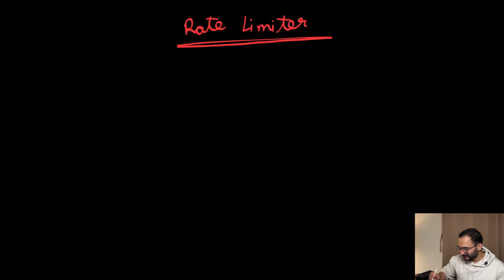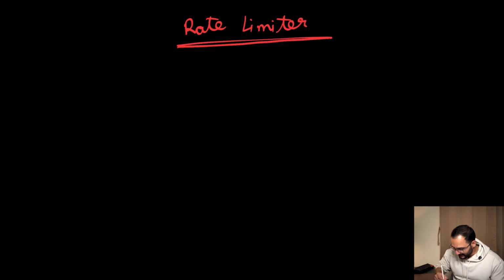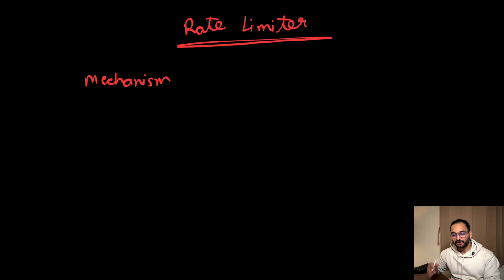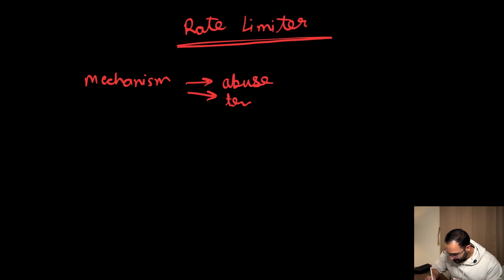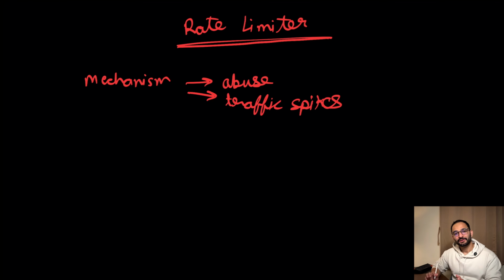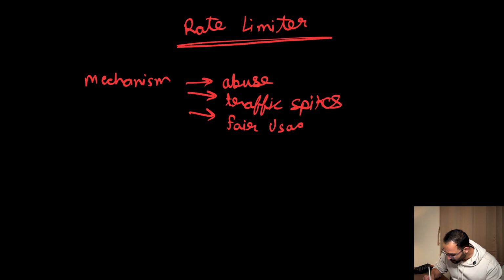So let's start with understanding what exactly a rate limiter is. Basically, a rate limiter is a mechanism to protect a service from any kind of abuse. It helps us protect from any kind of traffic spike and make sure the customer is doing fair usage of our service.